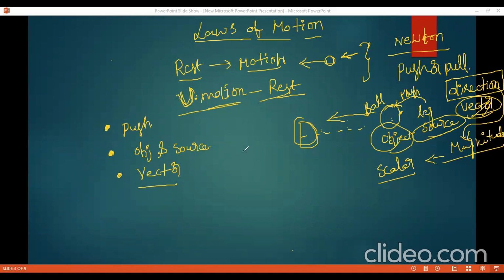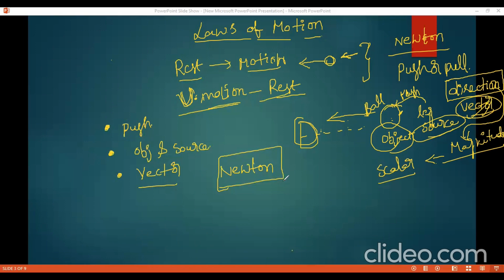So what is the SI unit of force? You already studied that the SI unit of force is the Newton, right? It is on his name that we got the different laws of motion, which are called Newton's laws of motion. We will study them in detail in the coming classes.